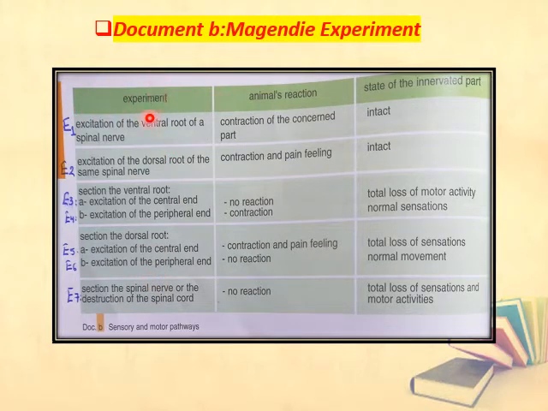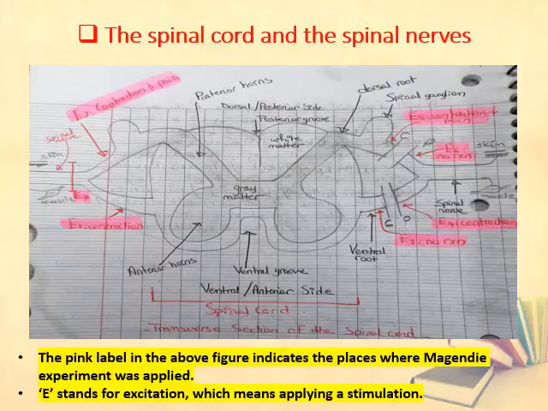So here in this column we have the experiment. Once Magendie applied the experiment, he was observing the animal's reaction and he was checking the state of the innervated part. What do you mean by state of the innervated part? The part where he applied the stimulus. He was checking its state, whether it is intact. Intact means good, it remains the same, or if something was lost or destroyed. So let's start with the first experiment and the first excitation, which was applied on the ventral root of a spinal nerve. Before, let me show you the drawing I've drawn.